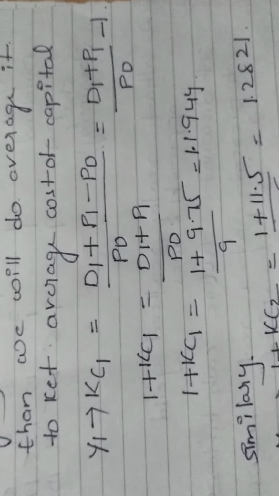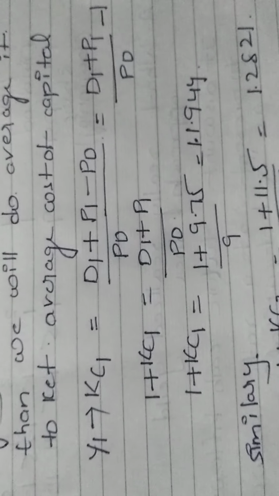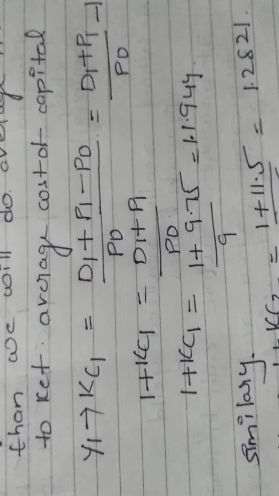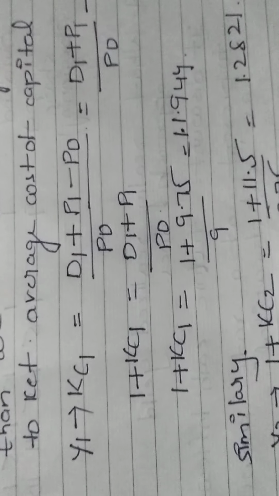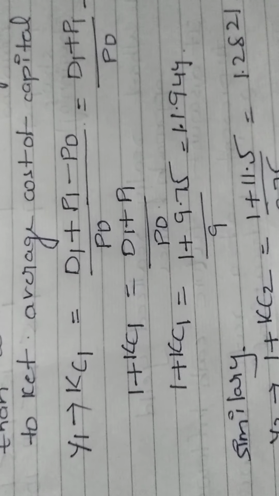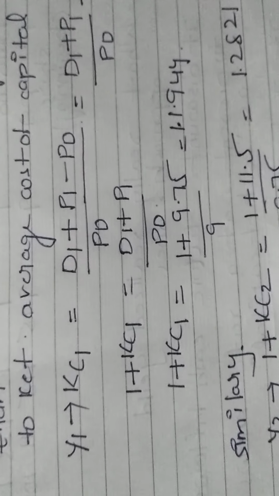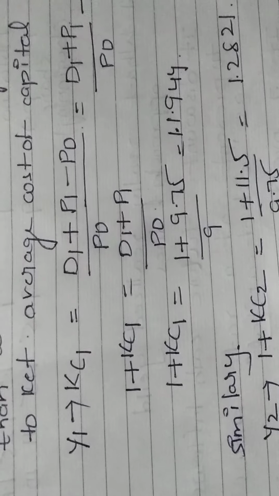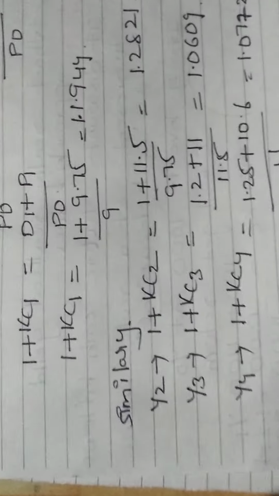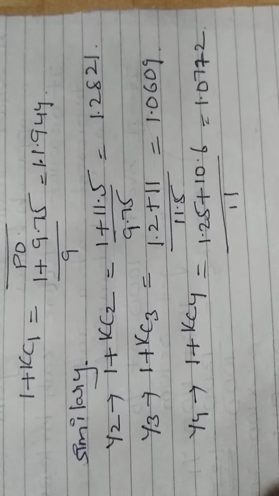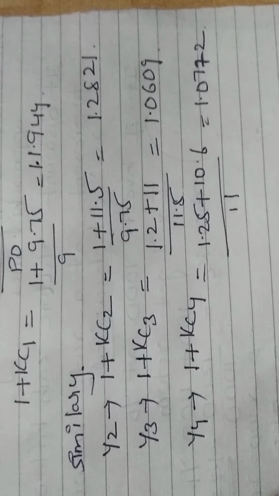We transfer the minus 1 to the left side, so 1 plus KC1 equals D1 plus P1 by P0. Then 1 plus KC1 equals (1 plus 9.75) divided by 9, which equals 1.1944. That means KC1 for year 1, the return, is 19.44%, but since we added 1 to both sides, 1 plus KC1 equals 1.1944. Similarly for year 2, year 3 and year 4, we have 1.2821, 1.0609 and 1.0772 respectively.